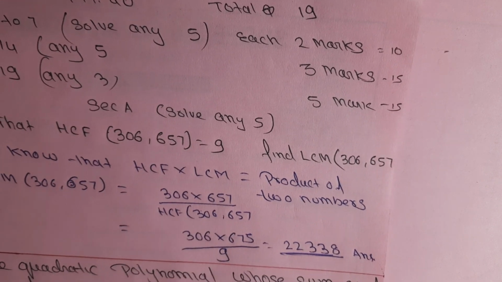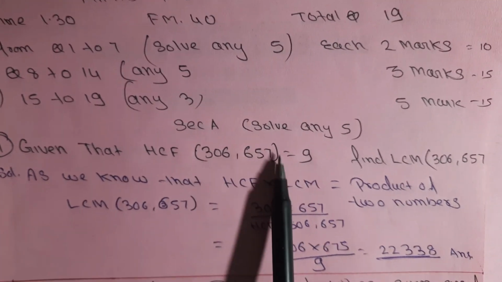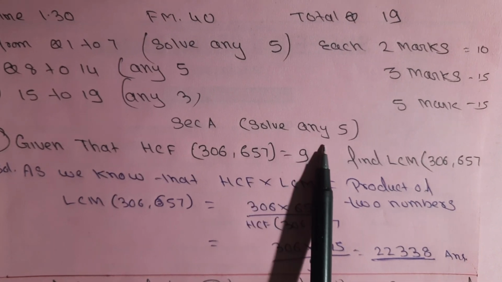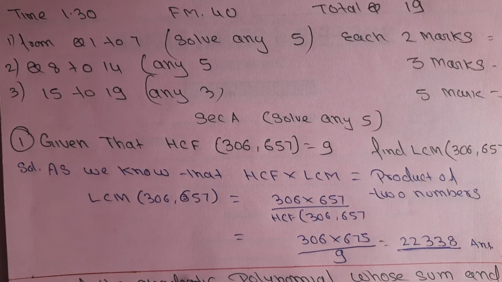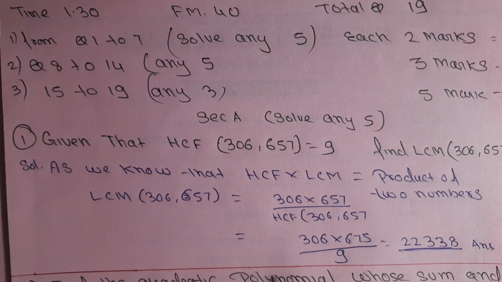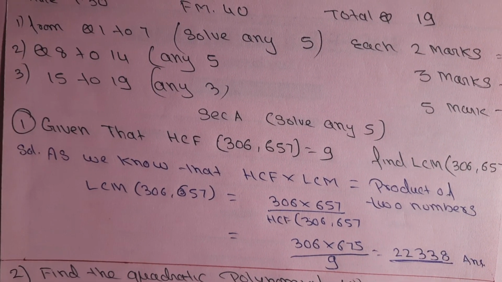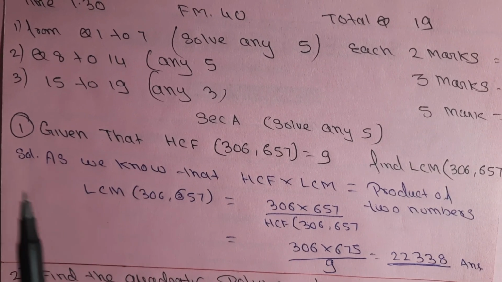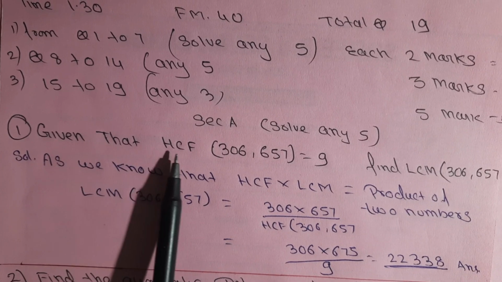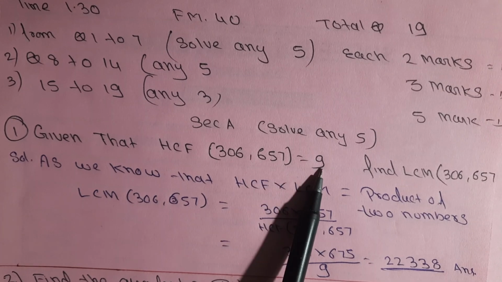Now let us go to the question paper and solve section A. In section A, 7 questions are there. Out of those 7 you have to solve any 5, and each question carries 2 marks. Be ready with your copy and pen and note it down wherever necessary. You can pause the video and copy it down, because I have given not only the question paper but also the solutions. Now question number 1 is, given that HCF of 306 and 657 is 9.